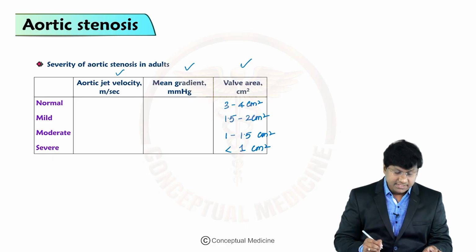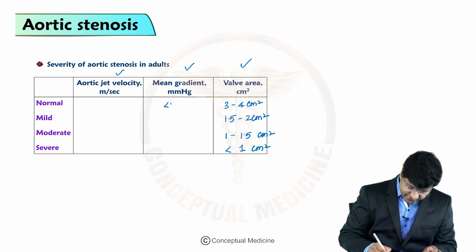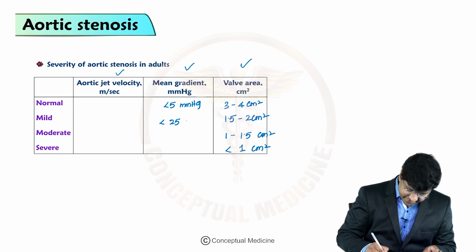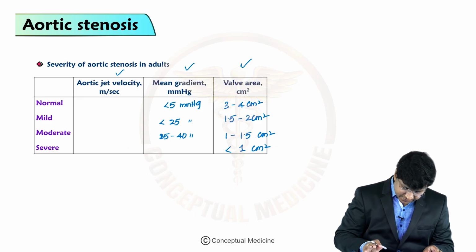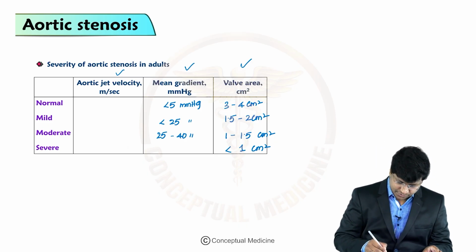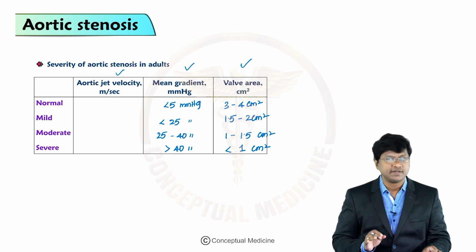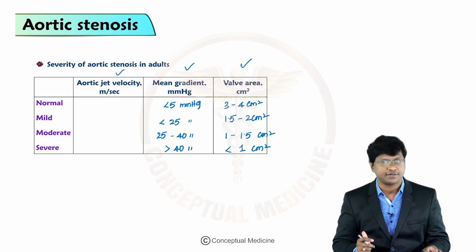Okay. Now, the normal gradient between the left ventricle and aorta will be less than 5 millimeters of mercury. Whereas in mild aortic stenosis, the gradient will be less than 25 millimeters of mercury. In moderate aortic stenosis, the gradient is 25 to 40 millimeters of mercury. Whereas in case of severe aortic stenosis, the gradient is more than 40 millimeters of mercury. So that is the gradient in mild, moderate, severe, and that is how there will be assessment of the severity of aortic stenosis.